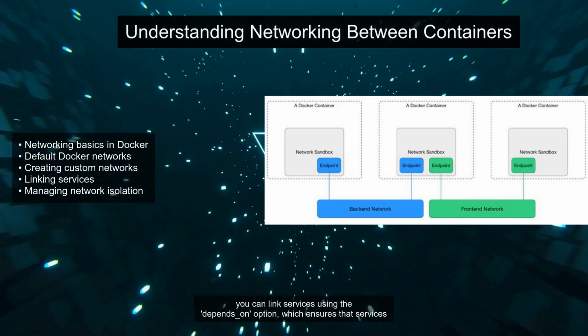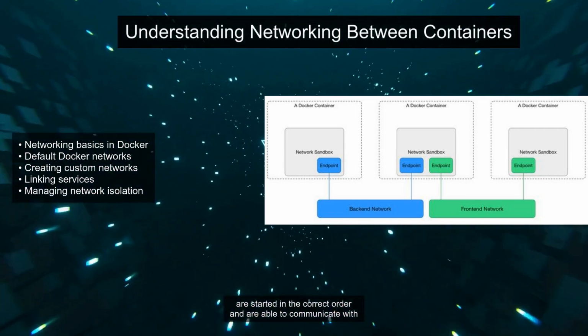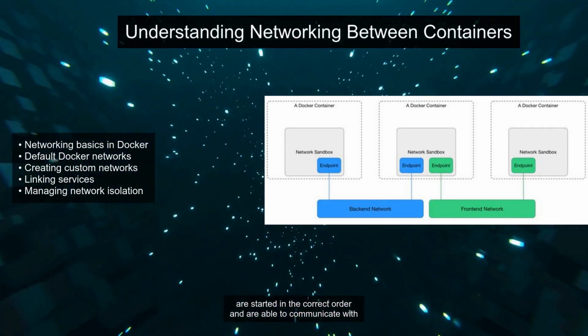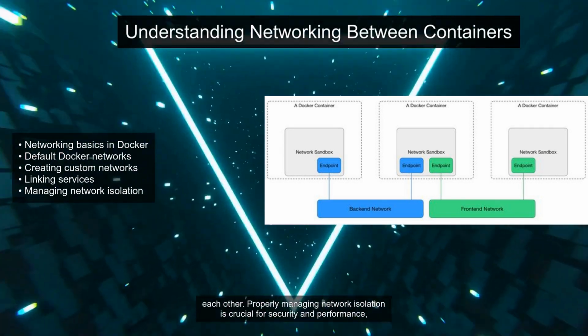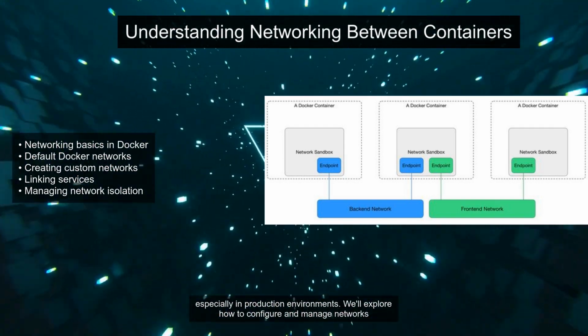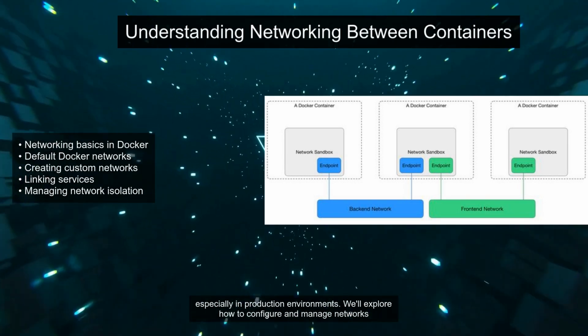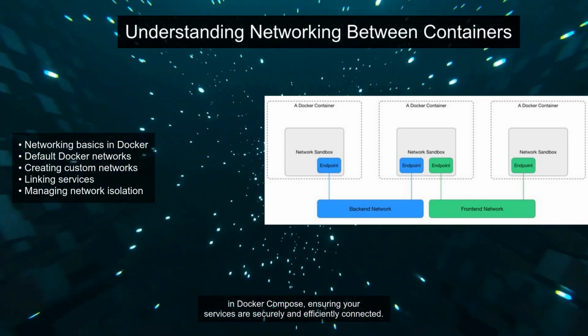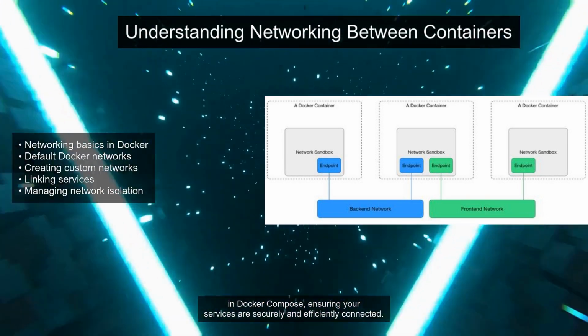Additionally, you can link services using the depends_on option, which ensures that services are started in the correct order and are able to communicate with each other. Properly managing network isolation is crucial for security and performance, especially in production environments. We'll explore how to configure and manage networks in Docker Compose, ensuring your services are securely and efficiently connected.